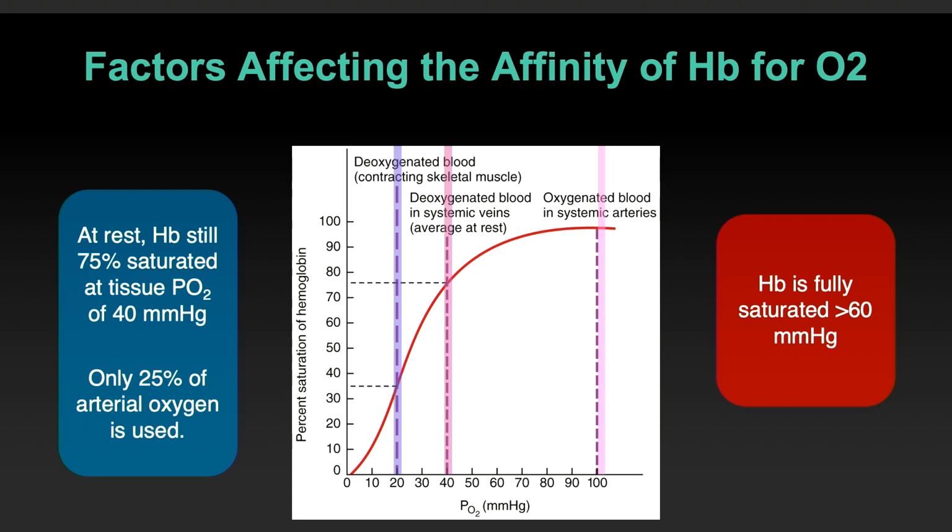The shape overall we call sigmoidal, or S-shaped. This is distinct. It's often used to refer to hemoglobin specifically. It's a very unique shape in physiology.